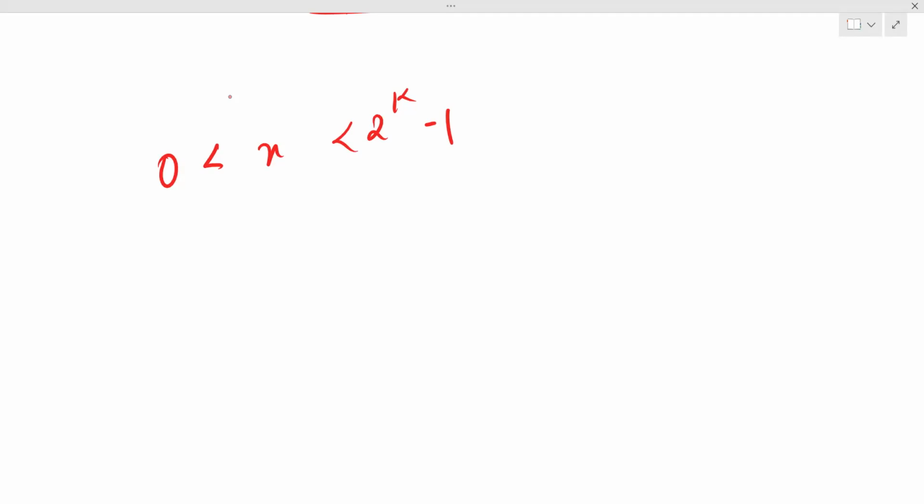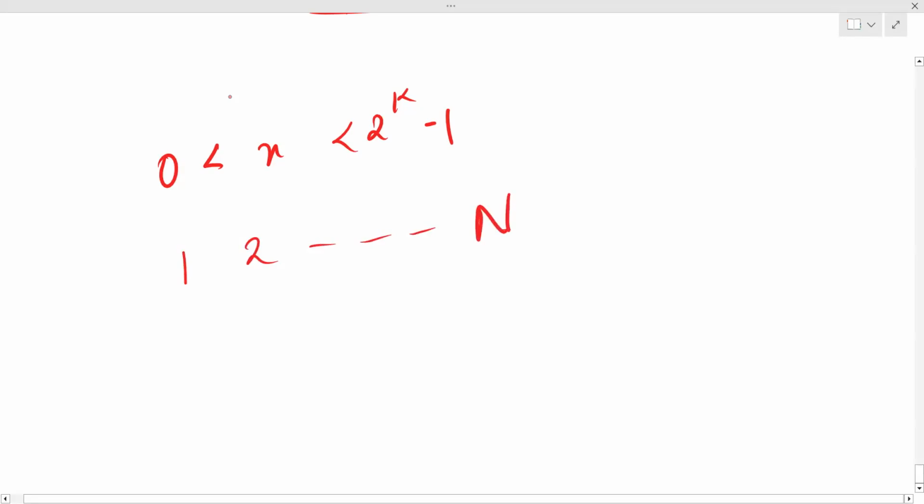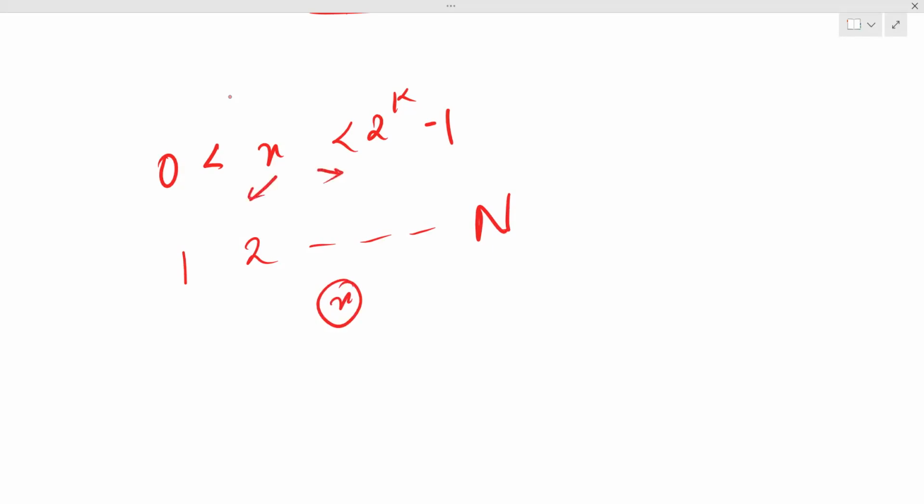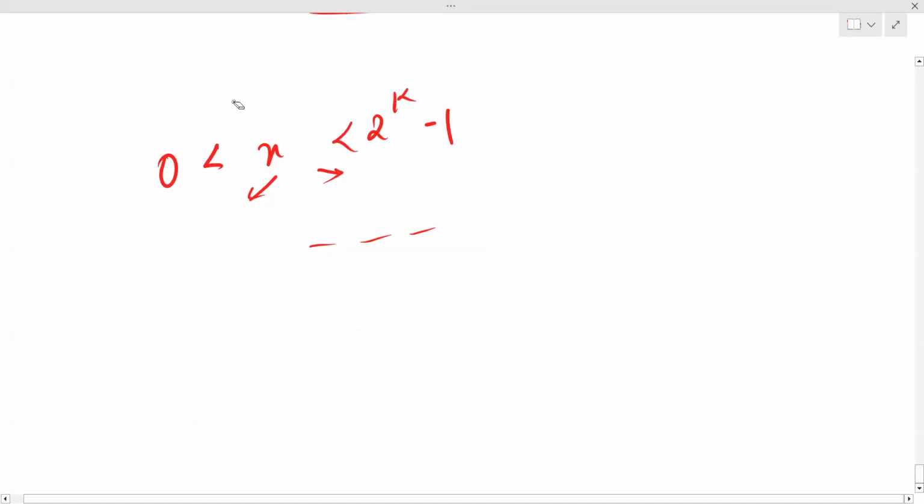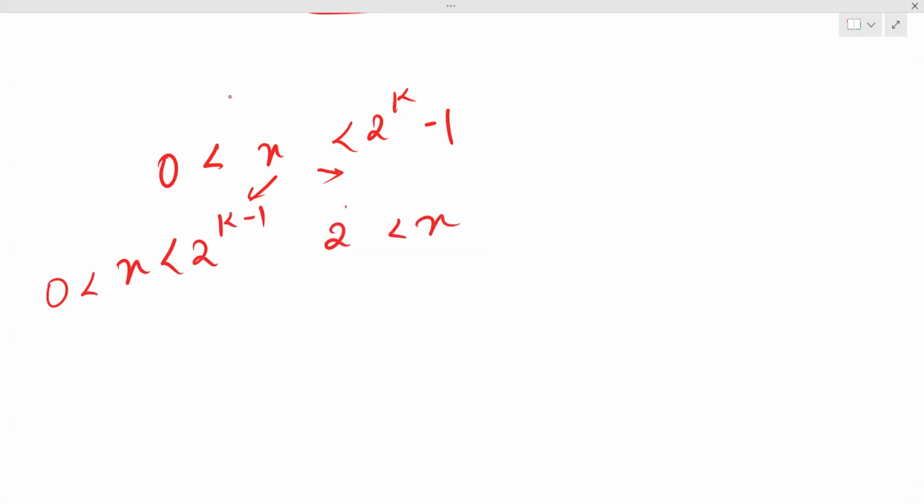Why? See, if x is between these, I have something like 1 till n, and I'm having x XORed with these. So let's break this into two parts. First of all, when my x is between 0 and 2 to the power k, here k is my most significant bit. How to prove that any of these is invalid? So first of all, x is between 0 and 2 to the power k minus 1. And in the second scenario, let's say x is between 2 to the power k minus 1 and 2 to the power k minus 1.